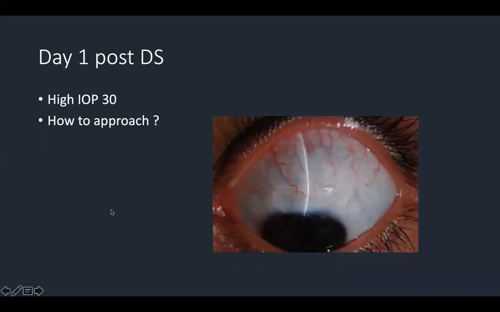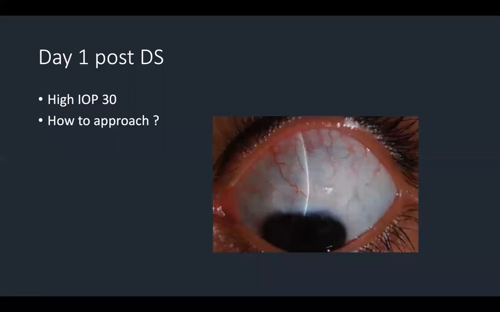Day 1 post-deep sclerectomy. Anyone? Any resident? Anyone raising hand? Walid. Okay, Dr. Walid. How will you approach this case? She's day 1 post deep sclerectomy. The IOP is 30. You have this appearance of the eye.